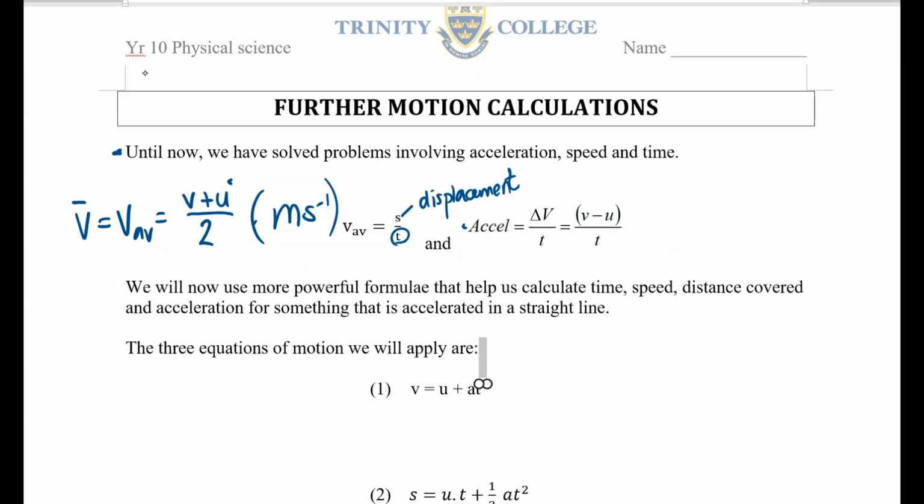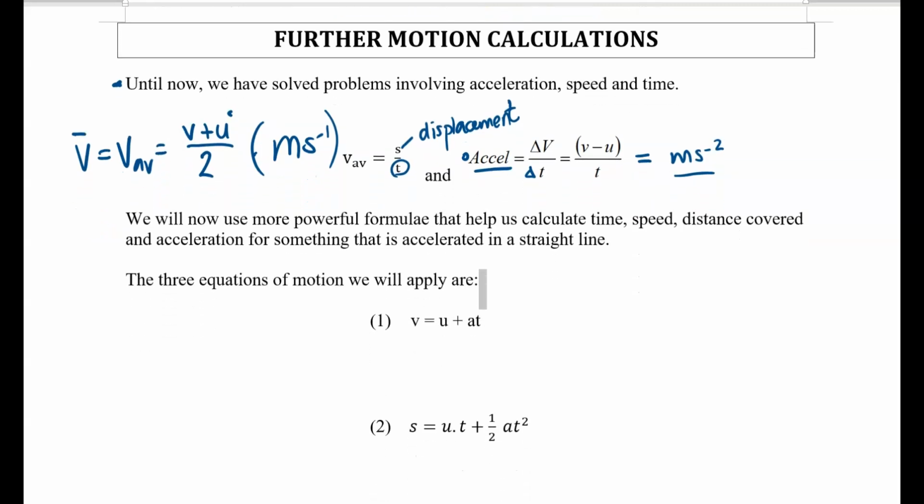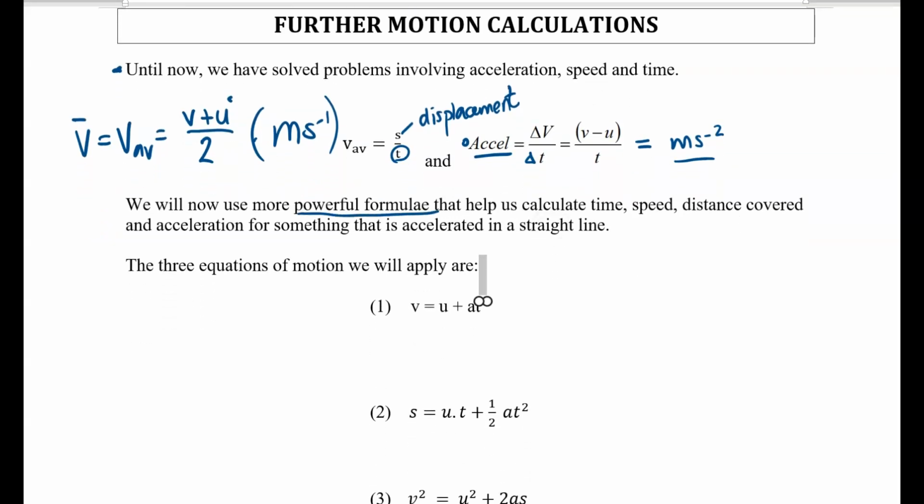We looked at our definition for acceleration as well, which we said was our change in velocity over change in time, which is v take u on t, and that's measured in meters per second per second. And we want to introduce to you 3 more powerful formulae that help us calculate not just time and distance, but speed, distance covered, and acceleration for something that's accelerated in a straight line.